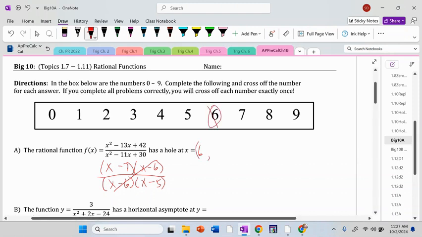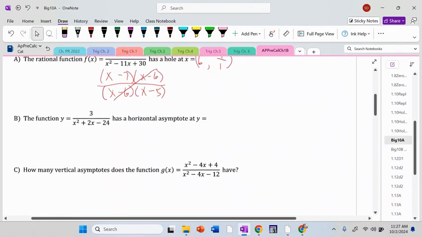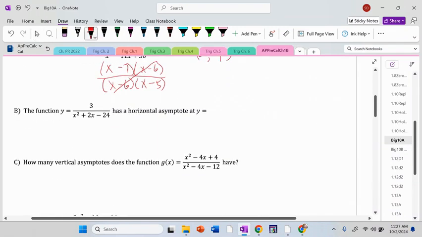But just for giggles, 6 minus 7 is negative 1, and 6 minus 5 is 1. That's where the hole would be located, but just for the purposes of the worksheet, y equals 0. I don't know what else to tell you.